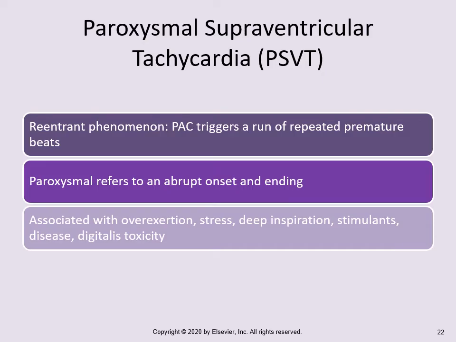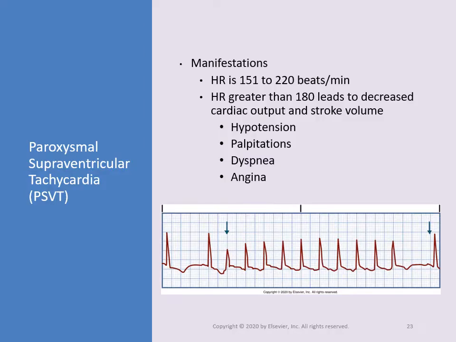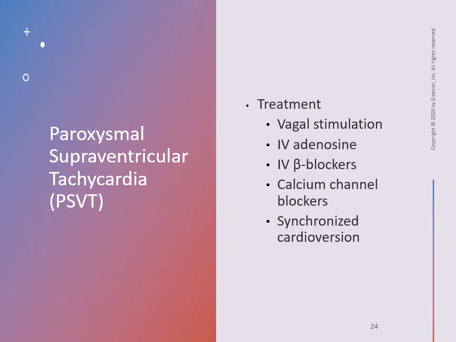In the rhythm strip in this slide, you can see the PSVT. There was normal sinus rhythm before and normal sinus rhythm after. The PSVT is the section between the two arrows. Technically, PSVT is a heart rate between 150 and 220, but any heart rate greater than 180 leads to decreased cardiac output, and the patient may have symptoms like hypotension, palpitations, dyspnea, and angina. Although we say that the rate is 220, I've seen PSVT that's even faster than that.